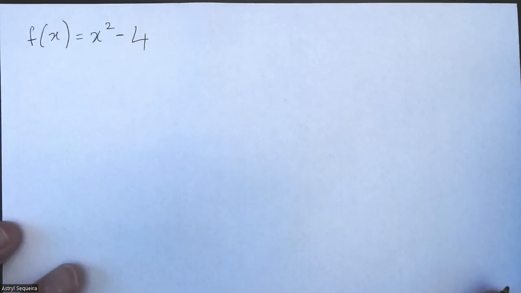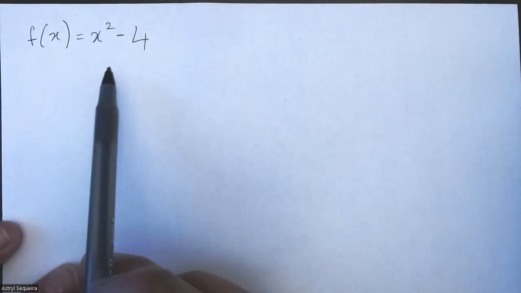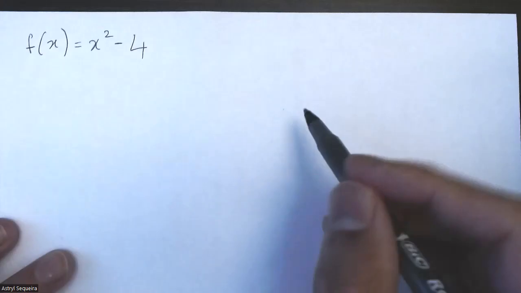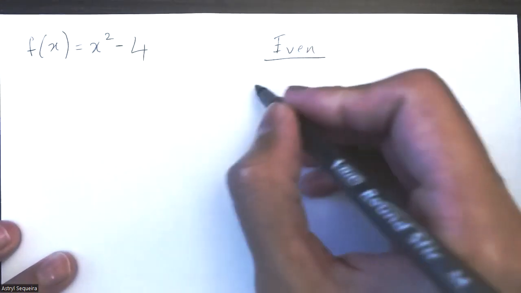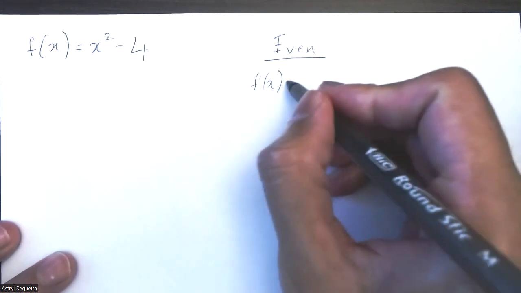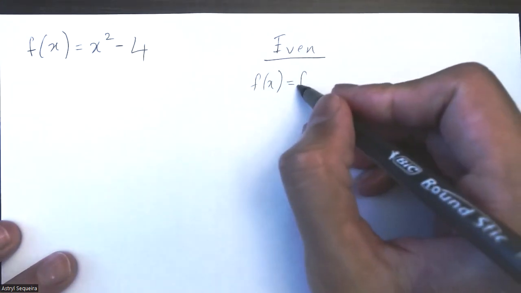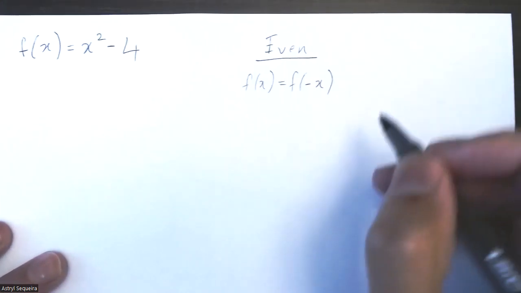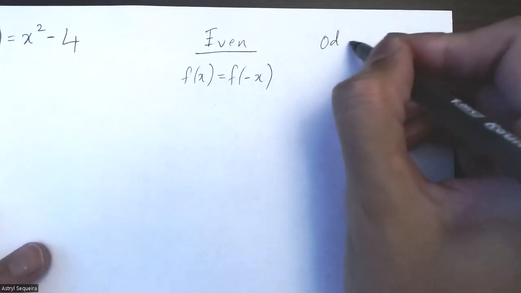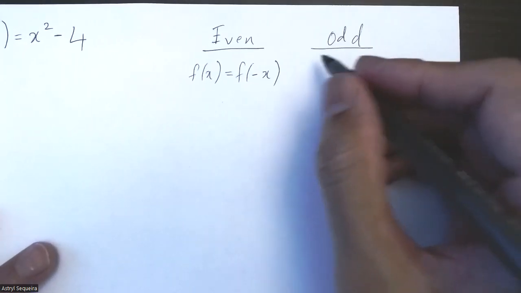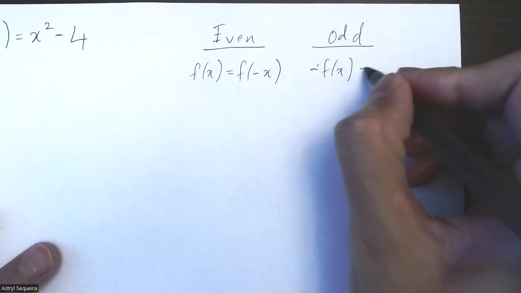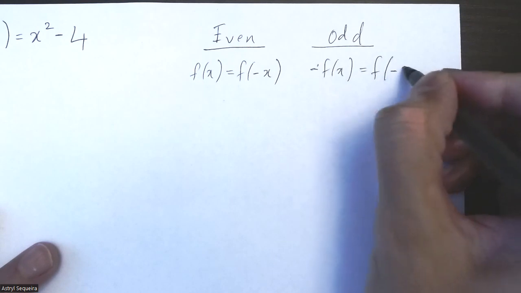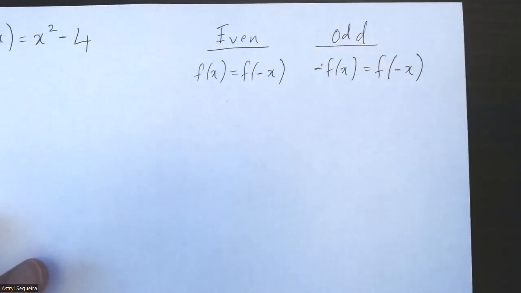All right, so in this video, we want to prove whether this function is going to be odd or even. So remember, if a function is even, we know that f of x equals f of negative x. And if a function is odd, we know that negative f of x equals f of negative x. This is how we prove it algebraically.